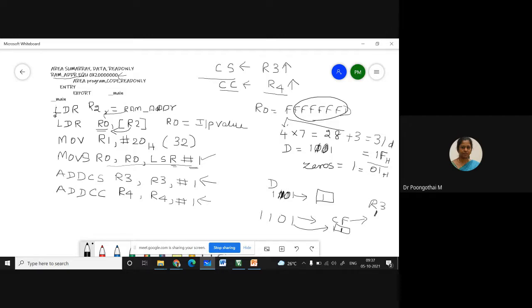I'm incrementing R3. Next, I am shifting this value to the carry flag. Now your carry holds 0. It is identified as 0, so your number of zeros should be incremented. So R4 holds the number of zeros.